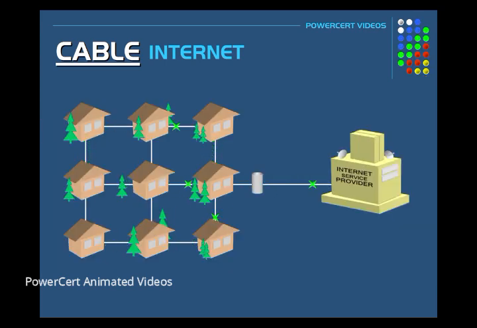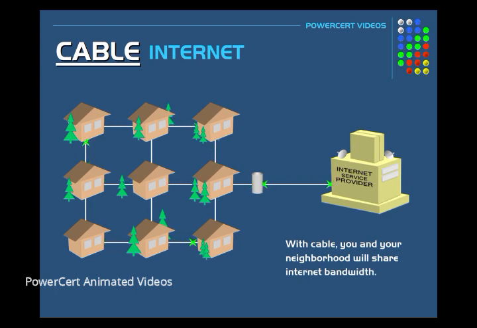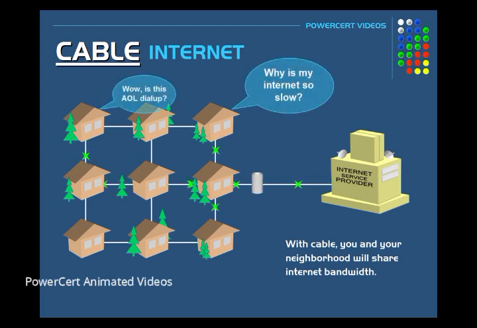Now, cable does have a downside, and that's because you, along with the other homes in your neighborhood, will all have to share a pool of bandwidth that's been provided by your cable provider in your area. So what that basically means is that during peak hours of surfing the internet or streaming or downloading, you may experience a slowdown in your internet speed, and that's because the people in your neighborhood are all using the internet bandwidth.